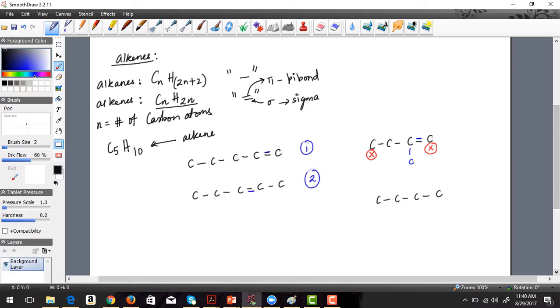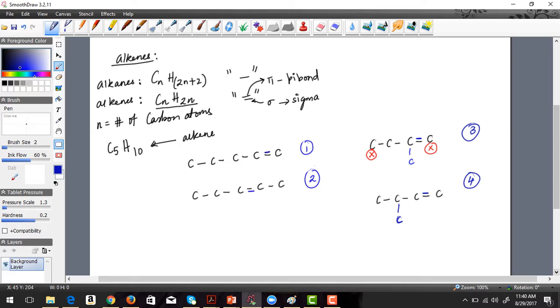Now, this is slightly different. I can still retain my double bond here and move the carbon to this carbon. That is different. That's not the same as the one above, because I still can't put them here. That's it. I can't go anymore. This will be my third and fourth.